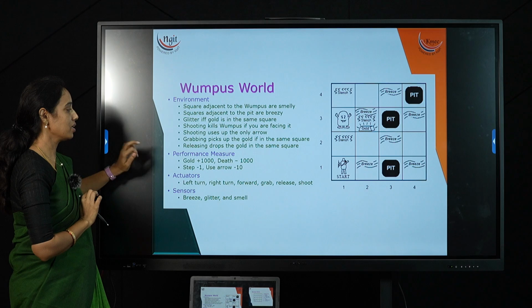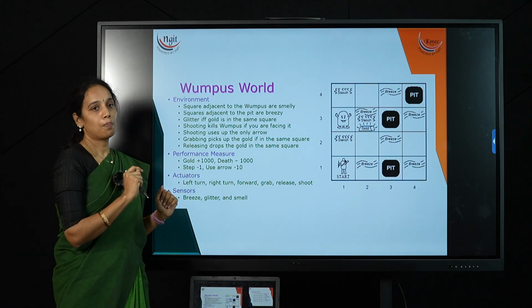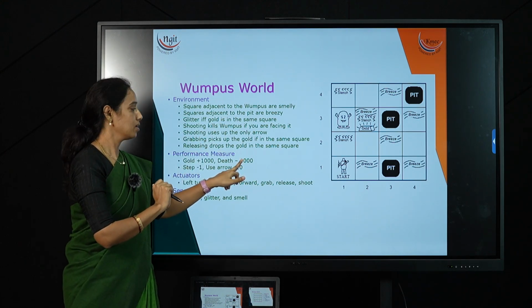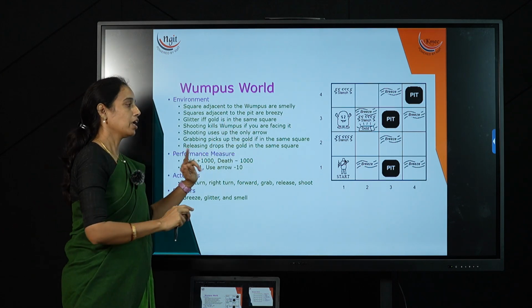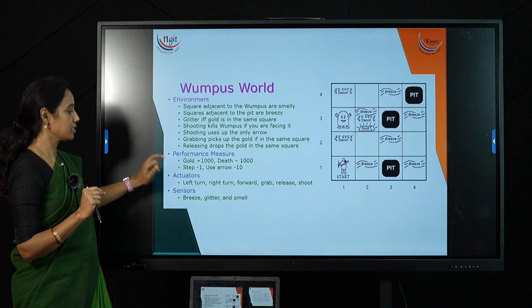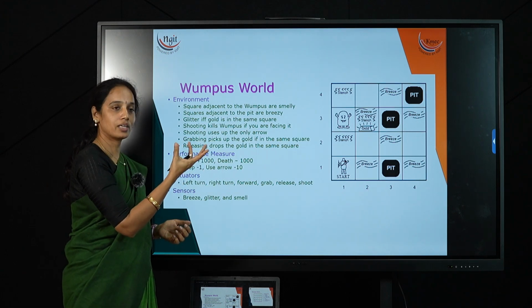Then the performance measure. If an agent can grab the gold, he gets plus 1000. If he dies with the Umpus, minus 1000. For every step the cost is 1, and when you use the arrow it is minus 10. And coming to the actuators here: left turn, right turn, forward, grab, release, shoot.